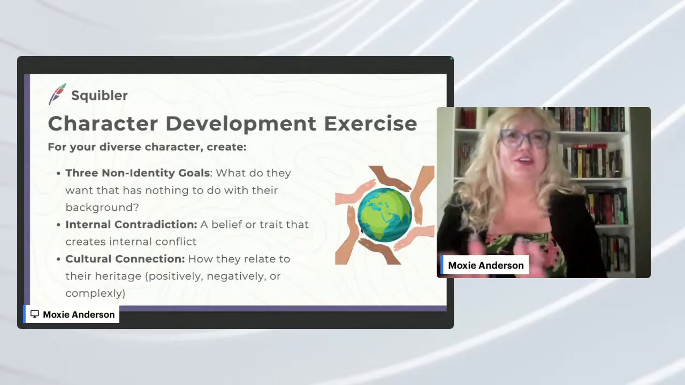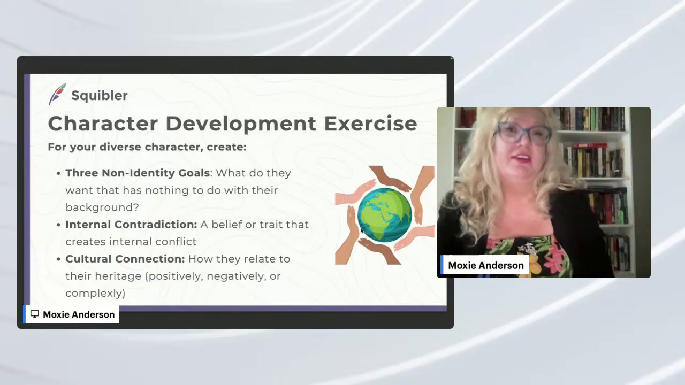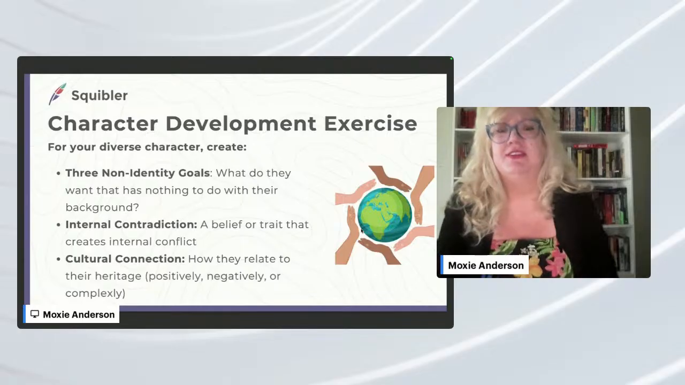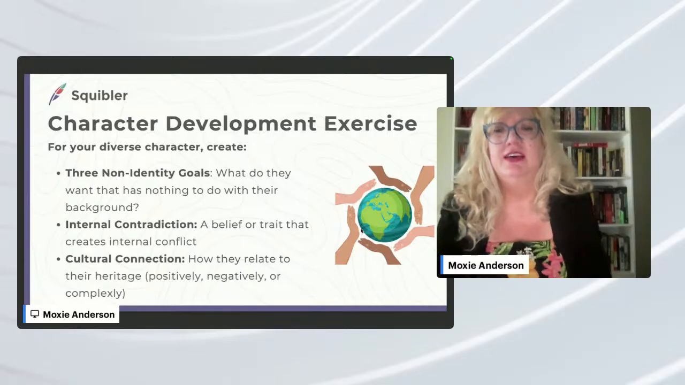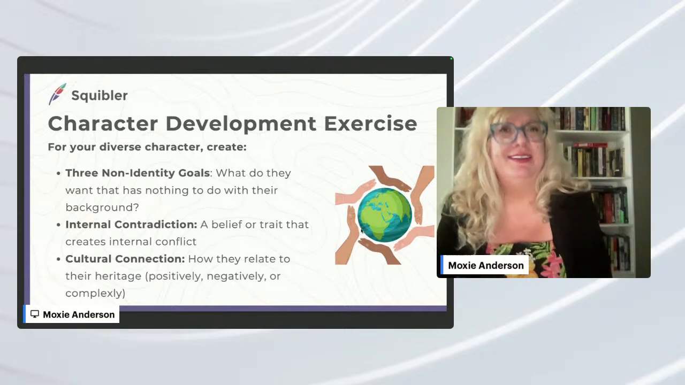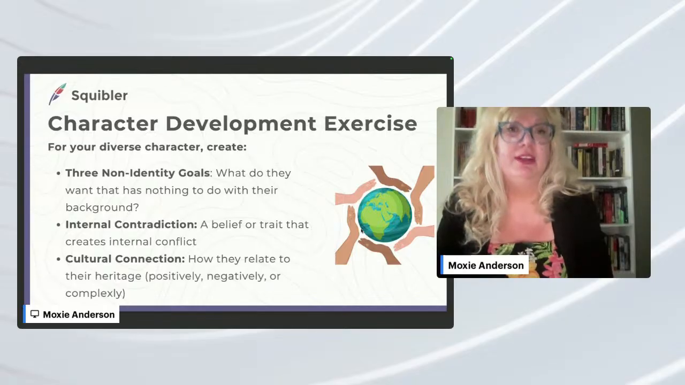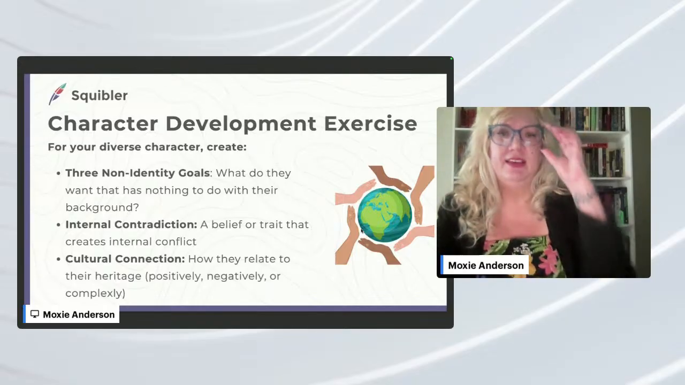So there is an exercise that you can do if you're interested. And we have something similar in our character development webinars on the Discord as well. And we have some free worksheets there to help you develop your characters. So for your character, you might want to try to create 3 goals that are not related to their identity. What do they want that has nothing to do with their background? Do they want to get married? Do they want to start a business? This is really important to have as well.